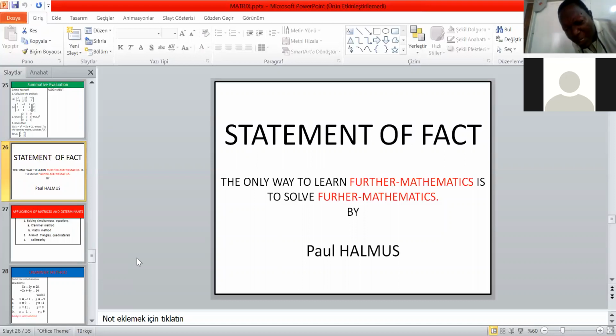The only way to learn further mathematics is to solve further mathematics. Do you agree with that statement of facts? Don't assume that you know. You need to solve it so that you can be great in that subject. Because research has shown that further mathematics is as easy as ABC. Have you all written the statement of facts?